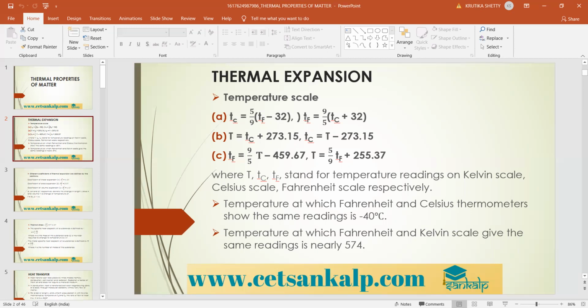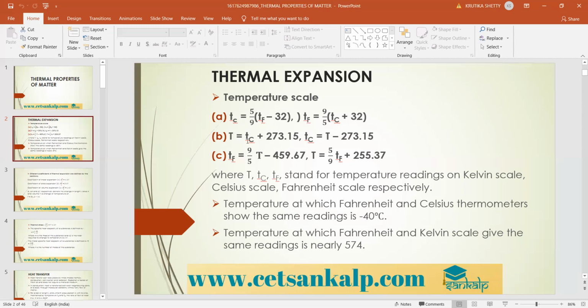Next, if you have a temperature in Celsius, how can you convert it into the Fahrenheit scale? The formula is Tf is equal to 9 by 5 into bracket Tc plus 32, where Tc is the temperature in Celsius scale and Tf is the temperature in Fahrenheit scale.